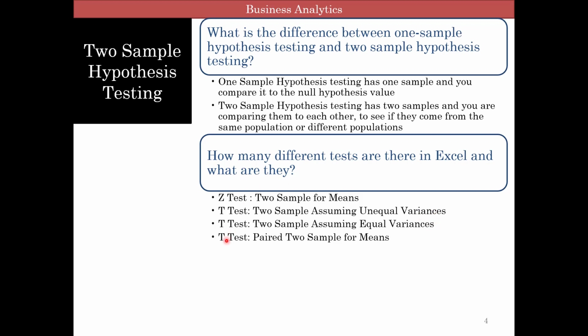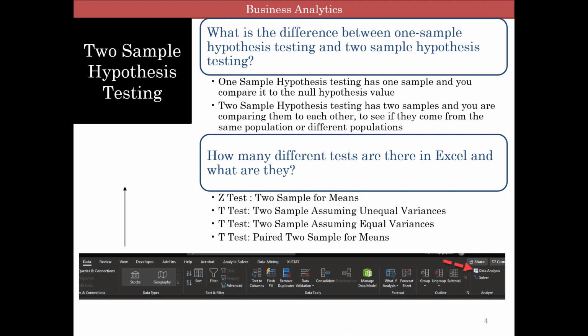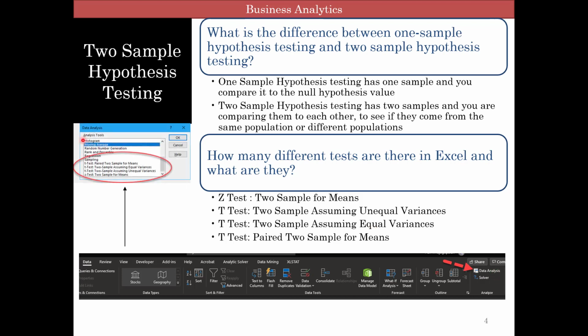And then finally, you have the t-test paired two sample for means, and we'll talk about that, which is a special case of a t-test. So as you can see, once you click data analysis, you will get this window, and you have 1, 2, 3, 4 different kinds of tests here. So let's start with the first one, and this lecture is all about z-tests, two sample for means.